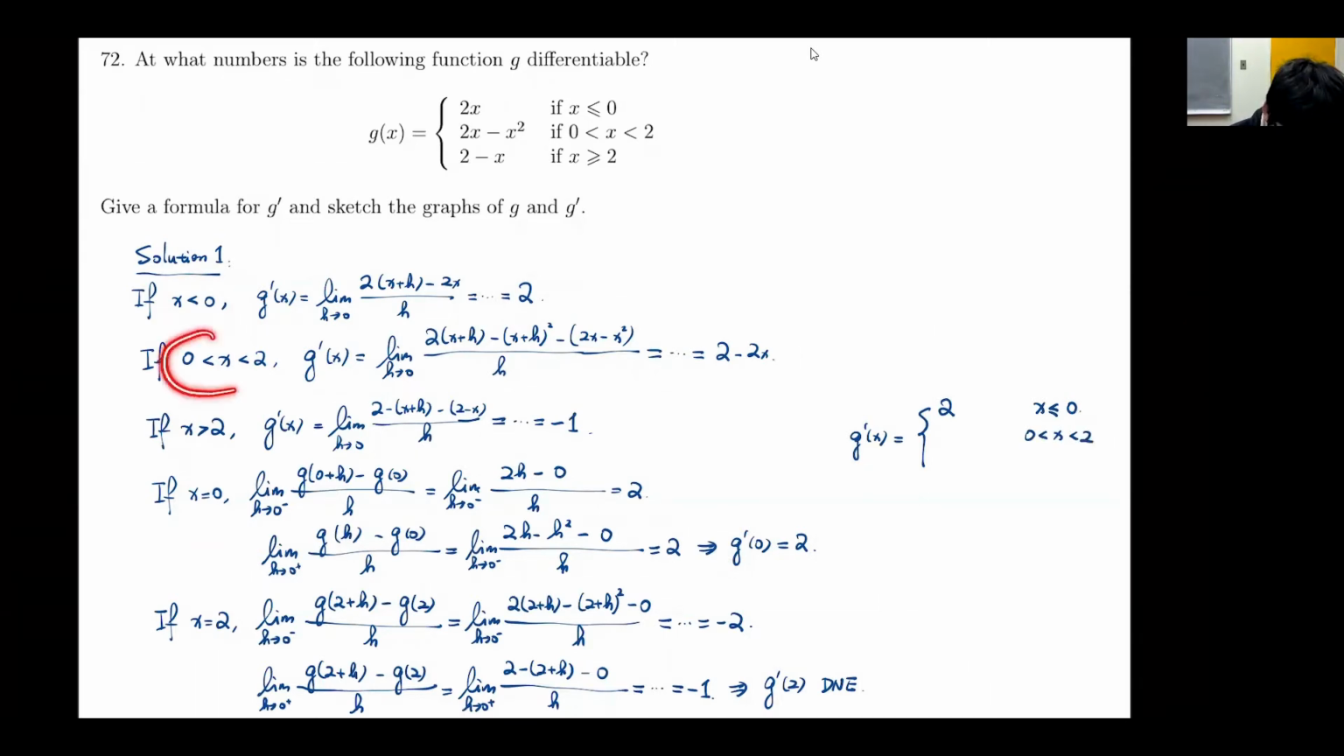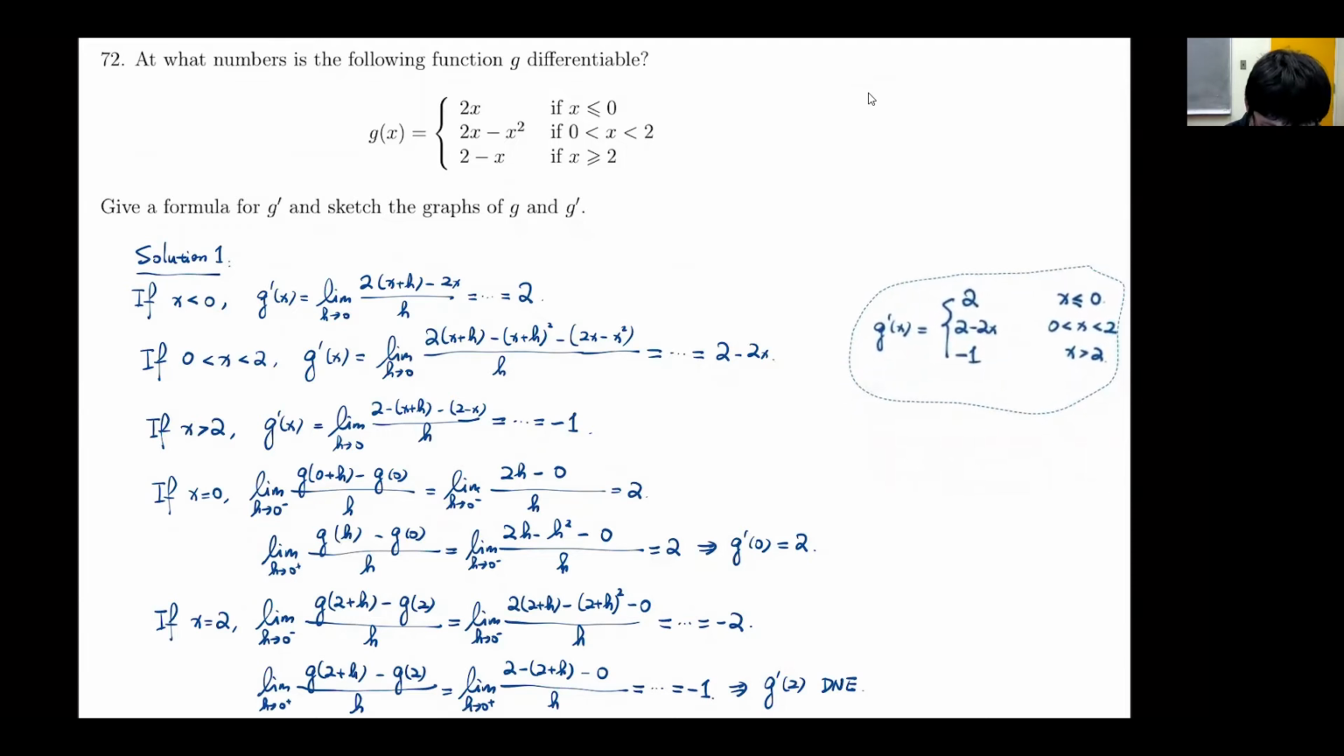Okay, between 0 and 2, we have computed over here that if x is between 0 and 2, we have 2 minus 2x. All right, so that's what we have over here. And because at the number 2, g prime of 2 does not exist, we don't need to worry about the number 2 over here. And finally, we just need to finish the problem by writing g prime of x equals -1. So we write -1 if x is strictly greater than 2. Okay, so this will be the formula you are asked to get.